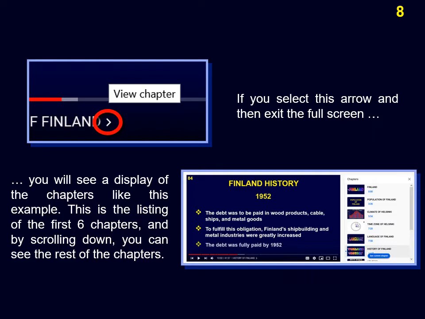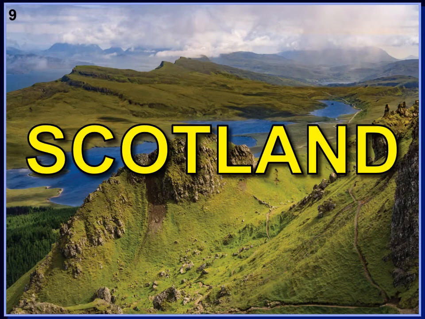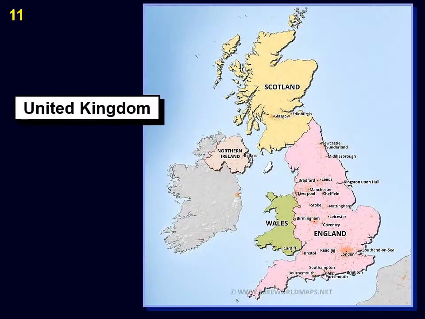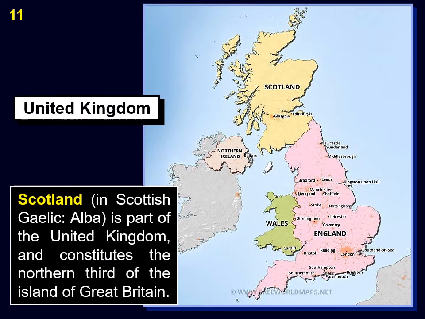Chapter 2. Geography of Scotland. "I am a Scotsman," the poet and novelist Sir Walter Scott wrote in the 19th century. "Therefore I had to fight my way into the world." Scotland, in Scottish Gaelic, Alba, is part of the United Kingdom, and constitutes the northern third of the island of Great Britain.